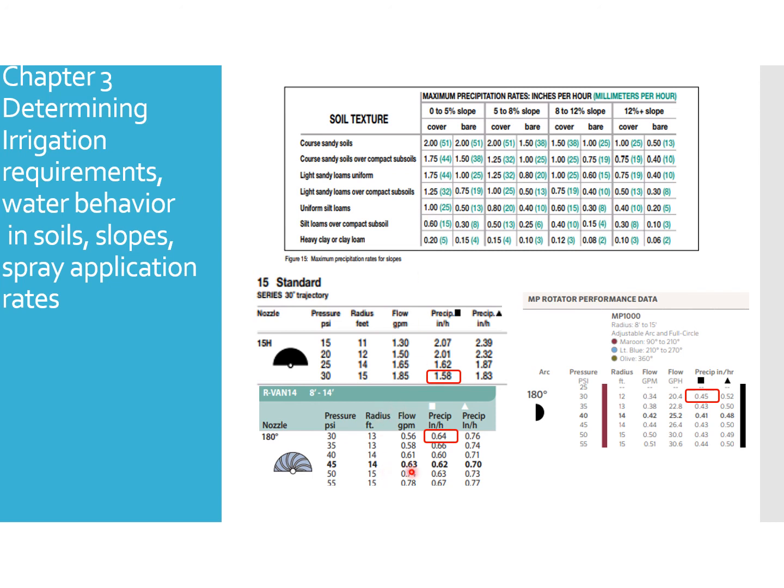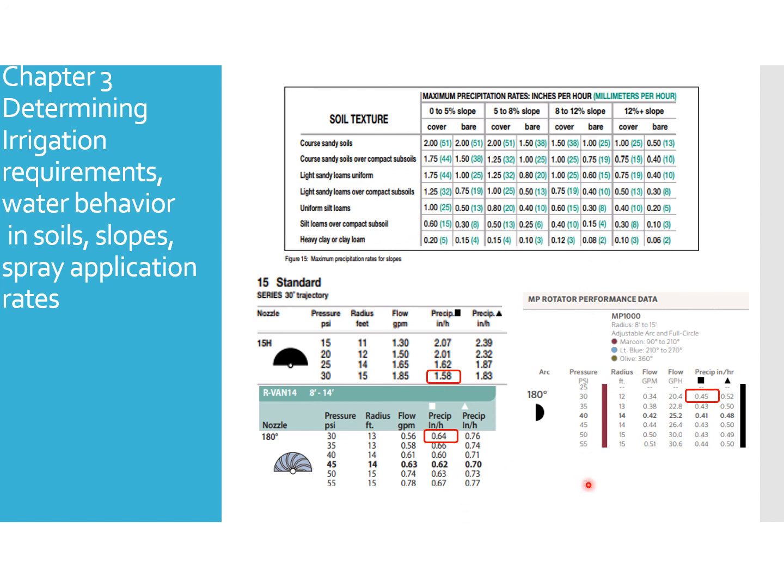The numbers I picked here were to be consistent with 30 psi, 30 psi, and 30 psi. So here we had a radius of 15. Here we have a radius of 13, so it's a slightly smaller radius. But check out, the precipitation rate number is lower, and that's because it's applying water at a slower rate. Now this number here, 0.64, if you look up here at the chart of maximum precipitation rates, you'll see that there are a couple more types of soil that would be more compatible with this precipitation rate. So here, anything above silt loams would be okay for this.